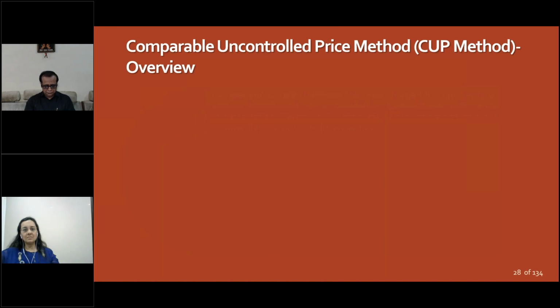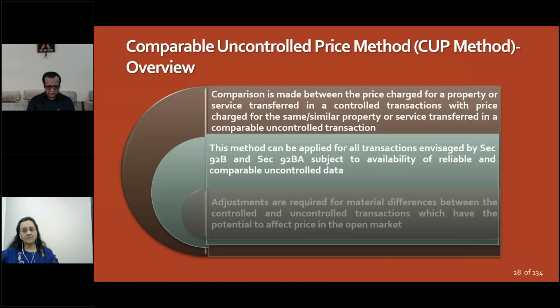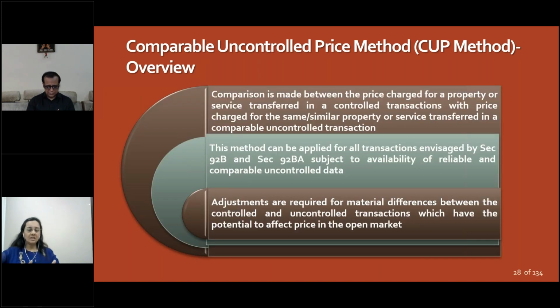So the first is the comparable uncontrolled price method. Simple method: what is the price at which the unrelated party has transacted? So simply it says comparison between the price charged for property or service in a controlled transaction with the price charged for similar property or service in a comparable uncontrolled transaction.